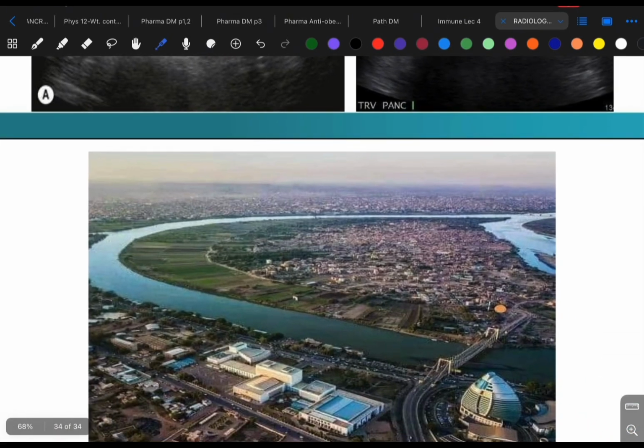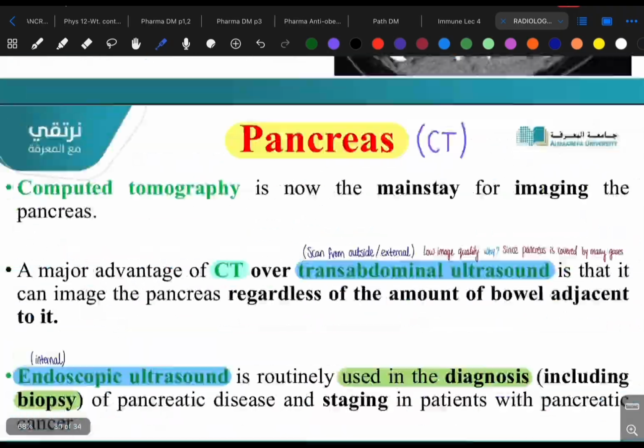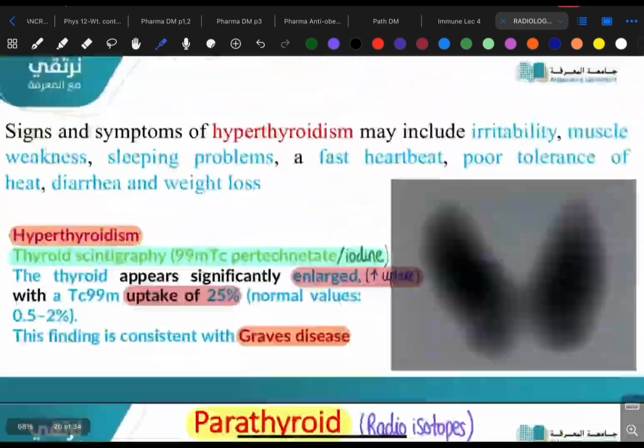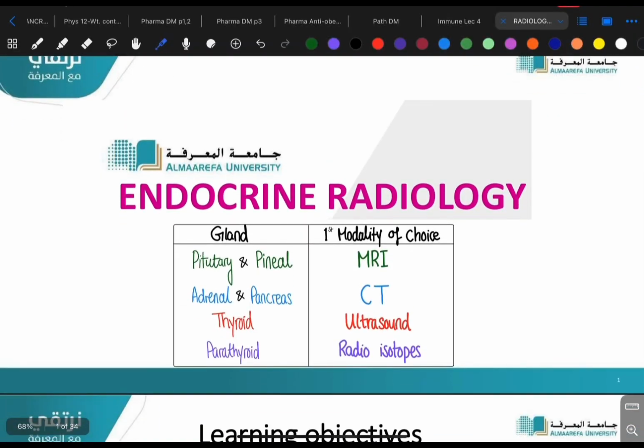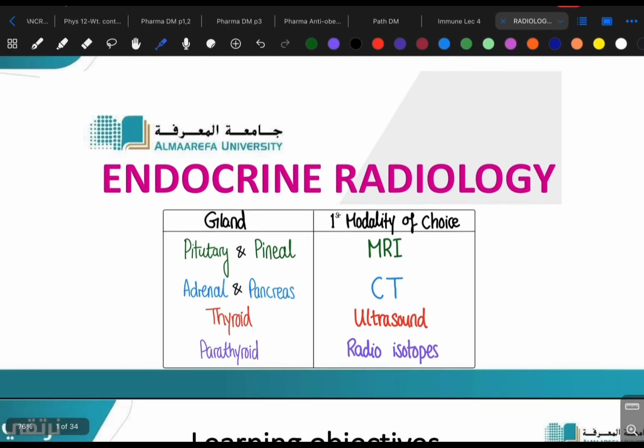Okay, so by that we have finished the lecture. Remember this table or use it for revision because it's very important. And go over the things that we mentioned that are important, like the clinical applications and so on, and remember this very well.